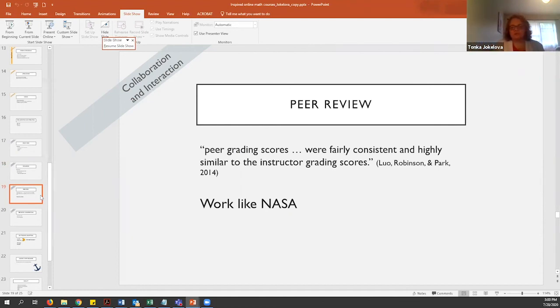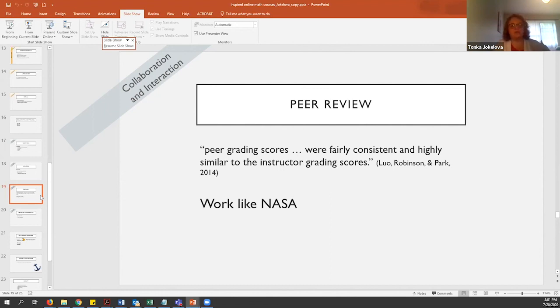So I looked into the research, I looked into literature, and I found quite several studies saying that scores that peers give to peers are fairly consistent among each other and are very similar to the scores that the instructor would give to that particular activity.